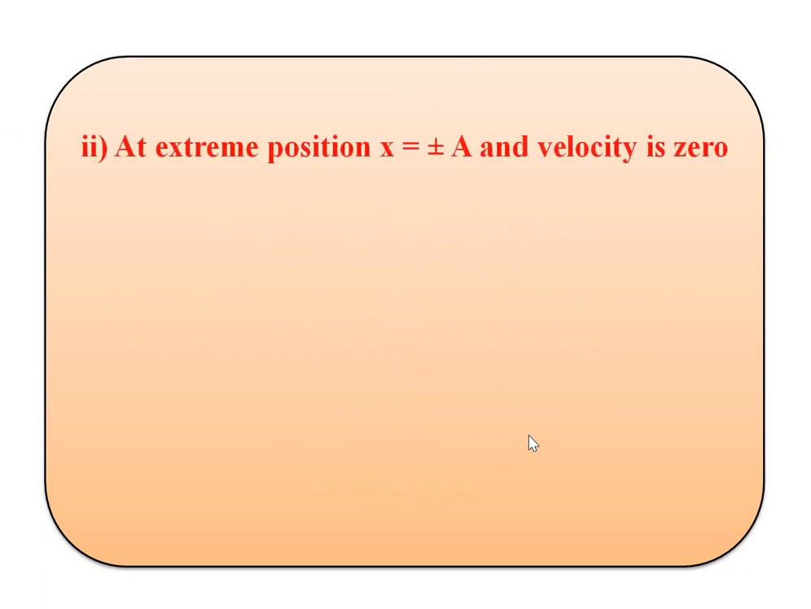The second case is at the extreme position, x equals plus or minus a, that means the amplitude, and the velocity becomes 0. So for the kinetic energy, again 1/2 k into the bracket a square minus x square. Putting the values of x in this equation, the kinetic energy at the extreme position becomes 0.